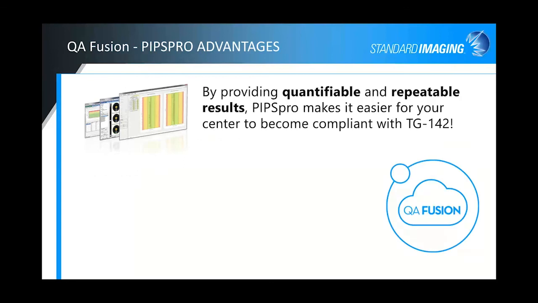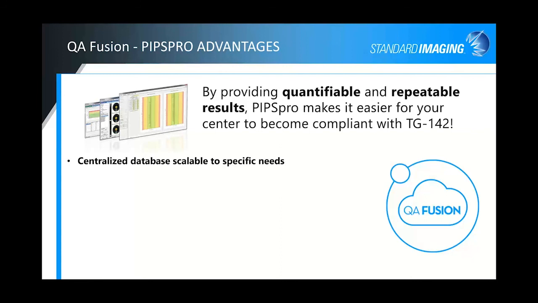So PIPSpro provides quantifiable and repeatable results. It makes it easier for you to become compliant with TG142, and being able to bring it into our QA Pilot software gives you the ability to track and trend and have a manageable database of all your tests. Not only the tests that I've covered in PIPSpro, but the QA Pilot component also allows you to do your absolute dosimetry, has a library of equipment that you can store, including your calibration dates, due dates, things like that. It's got a scheduling calendar, all kinds of different functionalities like that.